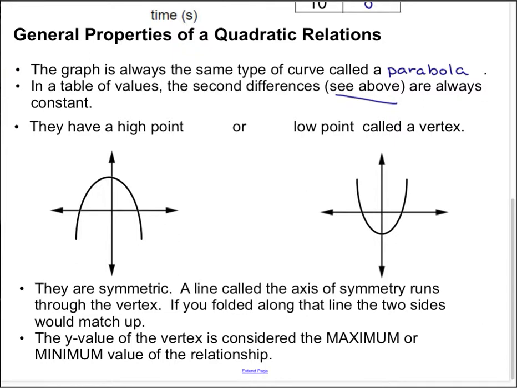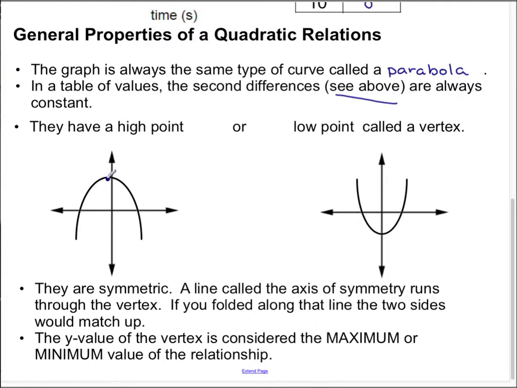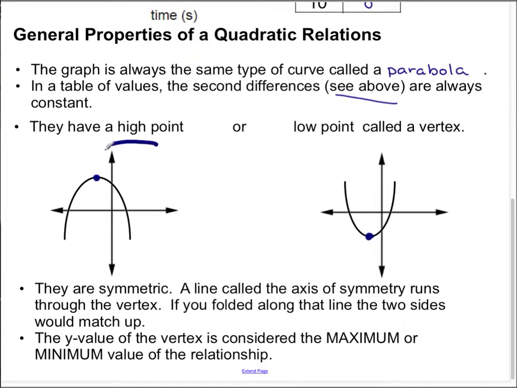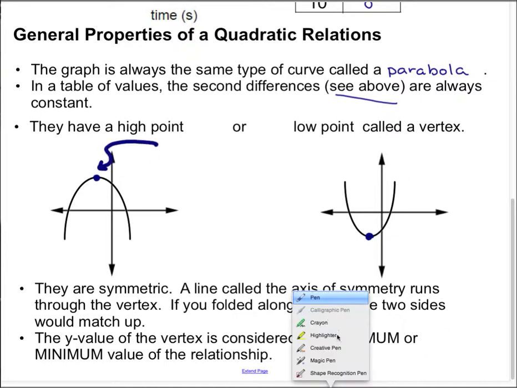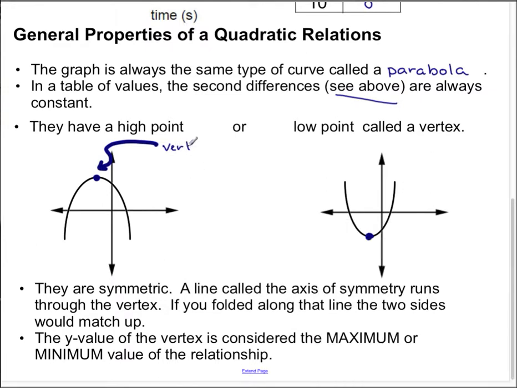And that high point or low point, this high point could be here, or the low point could be here. That high point or low point is called the vertex. I'm just going to move these over so that it's not symmetric about the axes. Okay, so that is called the vertex. This is the vertex, and down here is the vertex.